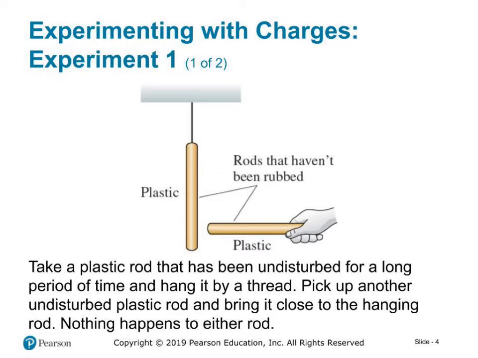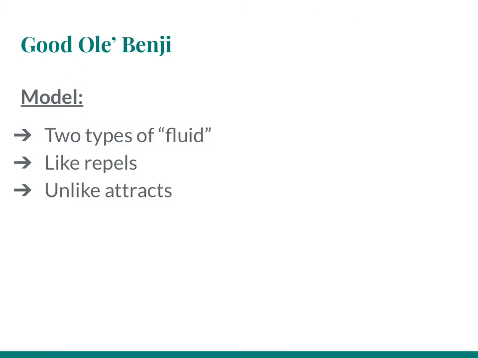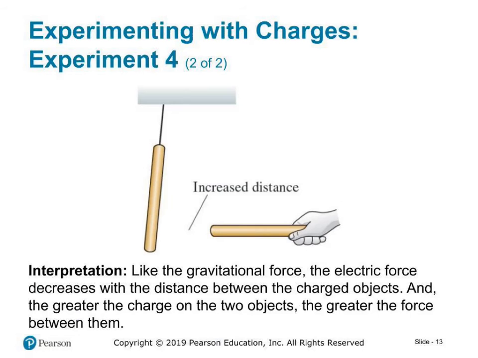They're neutral. So Franklin made his model based on these three experiments, and his model was that there were two types of what he called fluid, what we called charge. The two types are positive and negative. His model included the idea that like charges repel and unlike charges attract. This model still holds today and is compatible with all evidence we found.